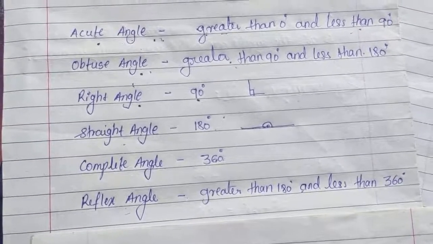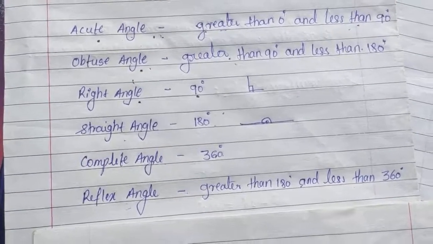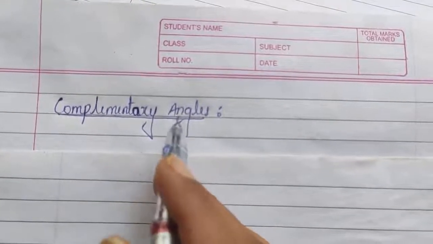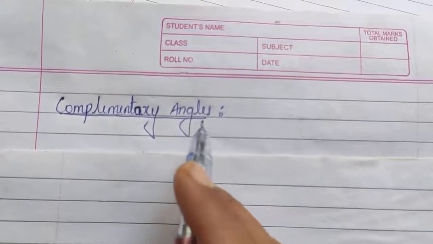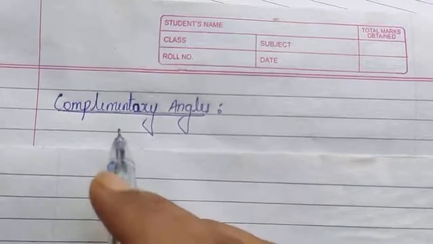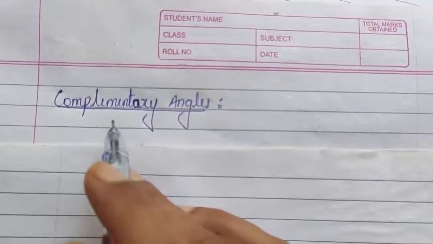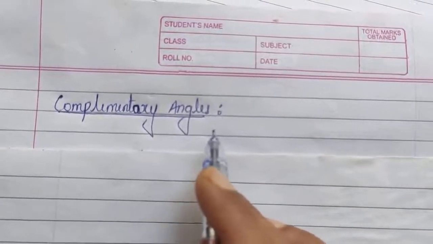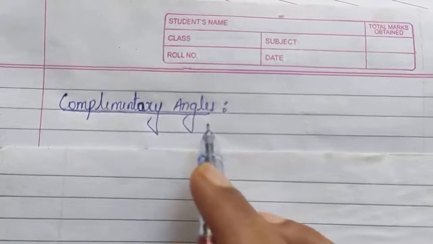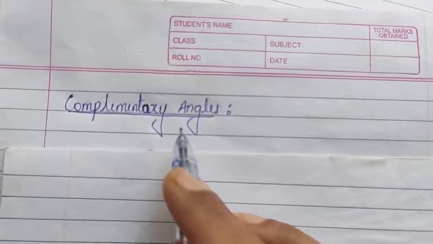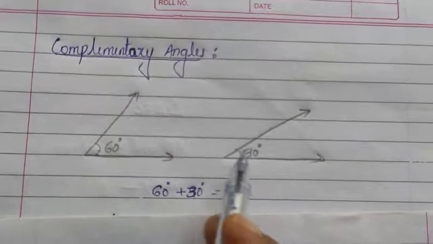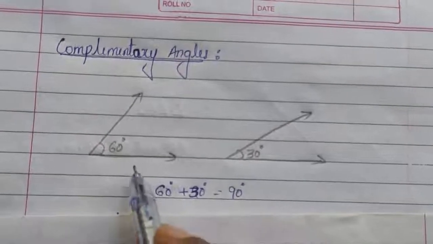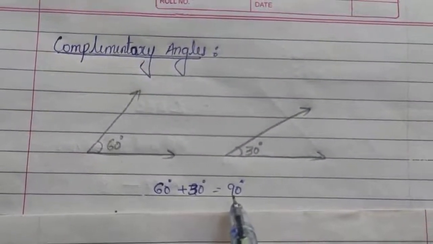Now we will learn what is a complementary angle. Complementary angles means when the sum of two angles is 90 degree. Means when you measure and add the two angles, that sum is 90 degree. Those two angles are called complementary angles. Now we will see with the help of examples. Here I have two angles. This is a 60 degree angle and this is a 30 degree angle. Now you add both the angles. 60 plus 30 is 90 degree.